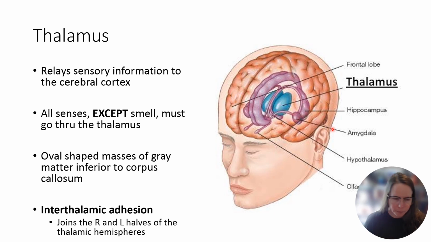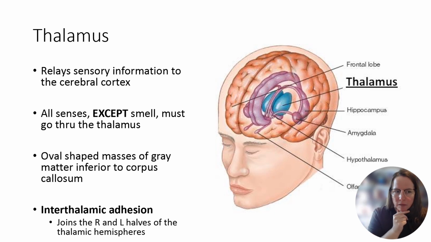It's very unique. Now, there are two thalami, two hemispheres essentially, in the center portion of your brain. And in some people, it is connected by gray matter called the interthalamic adhesion. Some people have it, some people don't. So we really don't know what it does.